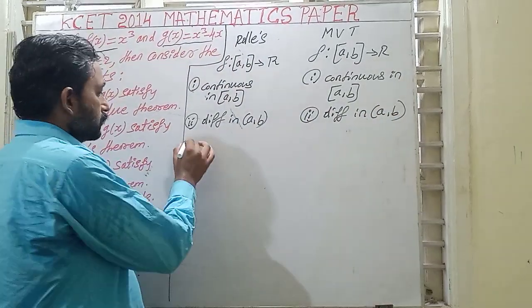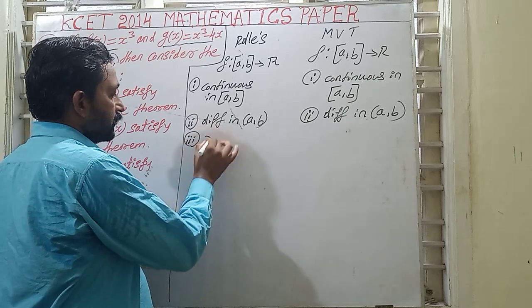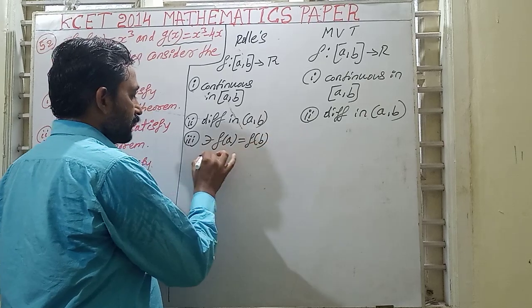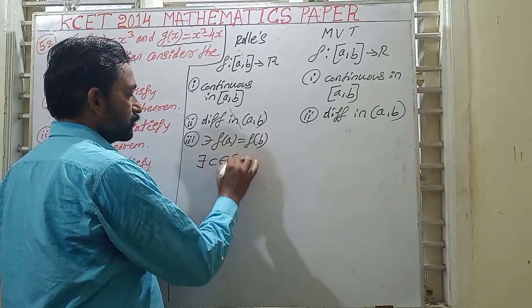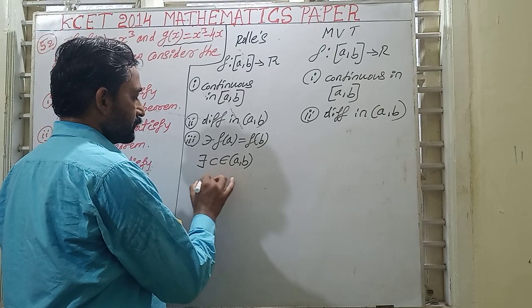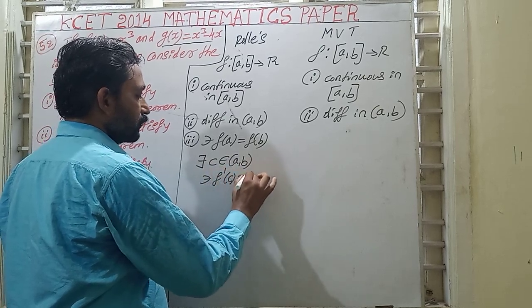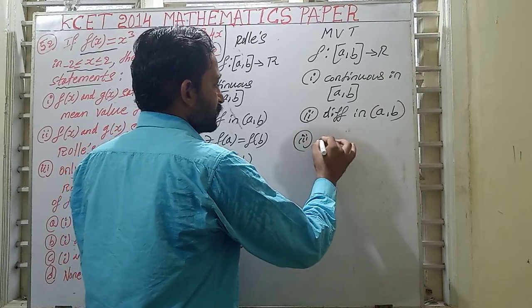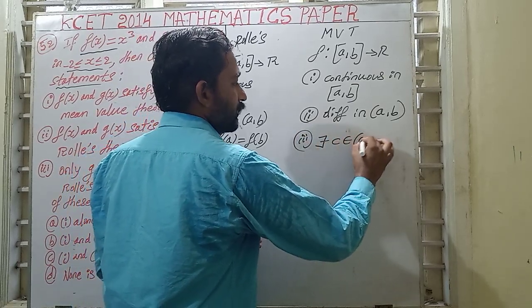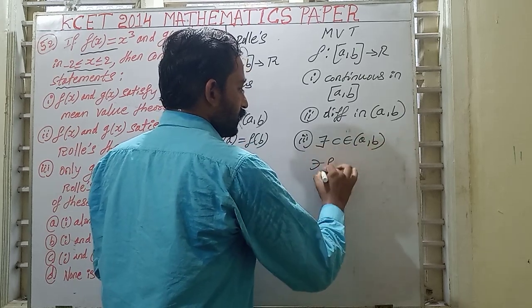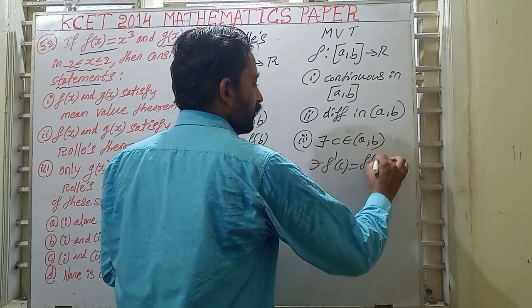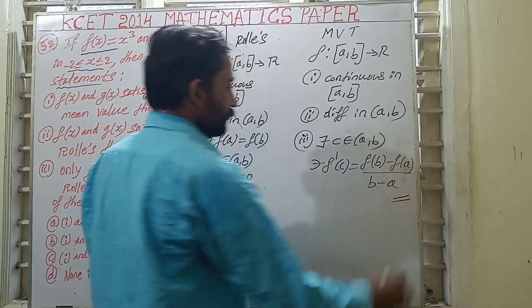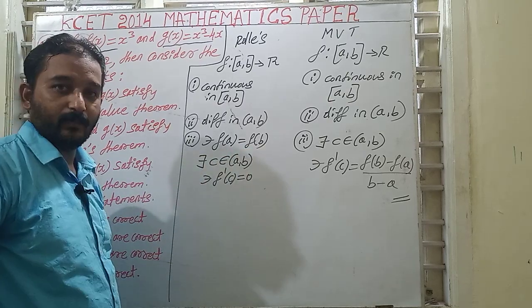Okay. So the third condition says that f of a equal to f of b, and there exists an element c belongs to the open interval a comma b such that f dash of c is equal to 0. But in this case, directly we can write, if there exists one c belongs to the open interval a comma b such that f dash of c is equal to f of b minus f of a divided by b minus a. This is the difference between mean value theorem and Rolle's theorem.